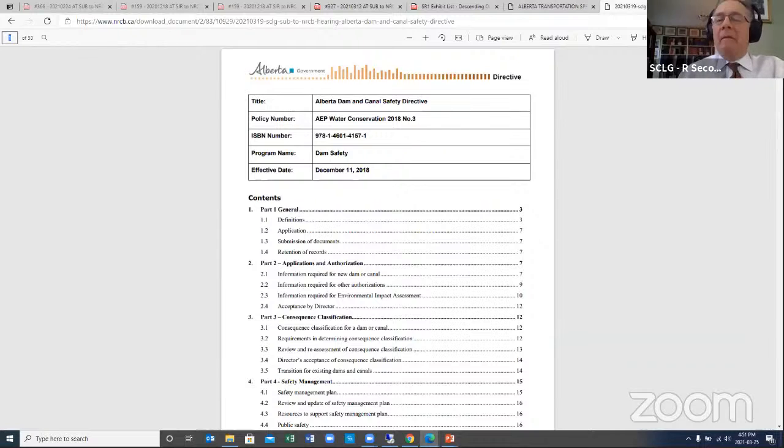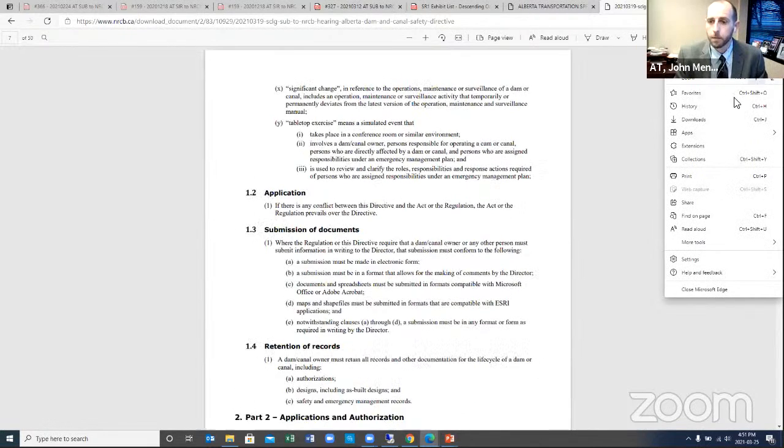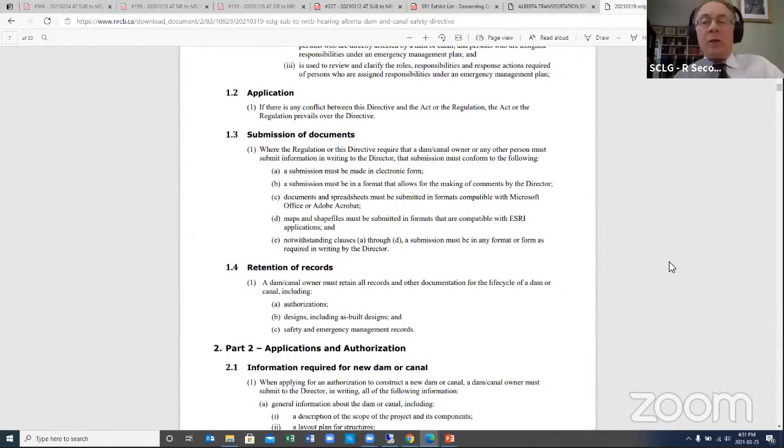If we could go to PDF page 7. Mr. Menninger, are you familiar with the Alberta Dam and Canal Safety Directive? Yes, I am. And you can confirm this document has an effective date of December 11, 2018 and would apply to SR1? That's correct.